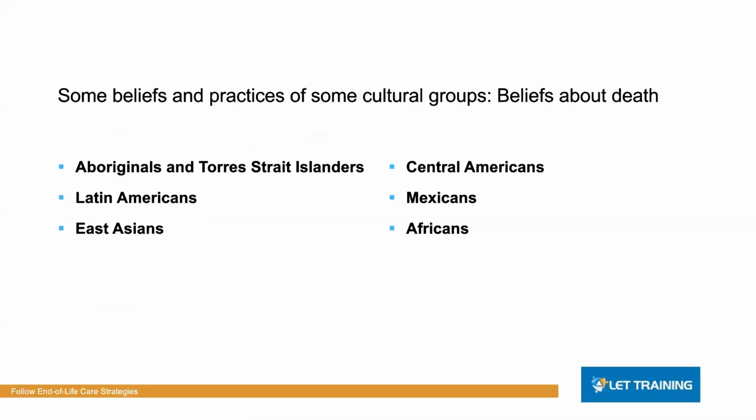Some beliefs and practices of some cultural groups. Beliefs about death. Aboriginal and Torres Strait Islanders: family members mourn the passing of their loved one through the sorry business. The community mourns the deceased. Some do not conduct businesses and activities during this time.